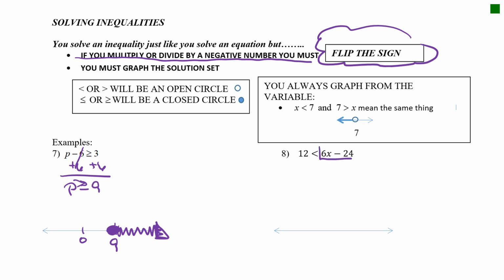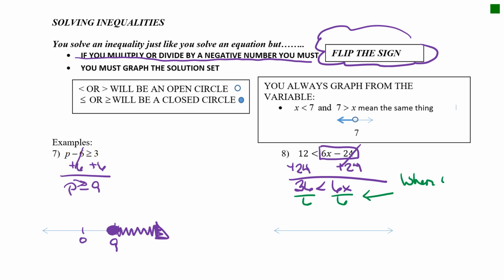On this one, the minus sign is on the right, so I'm going to add 24. That's a horrible looking 24. Okay, 12 plus 24 is 36. Bring down the less than sign, and I have 6x. This is multiplication. Opposite of multiplication is division, so I'm going to divide by 6. This is the moment when you divide. When you divide, you decide if you flip. If this number is negative, you do some flipping. It is not negative, so we just leave the sign the same.